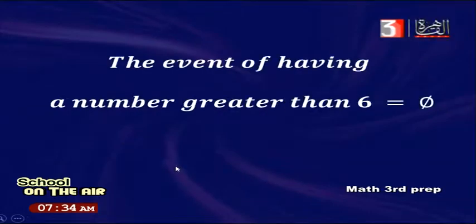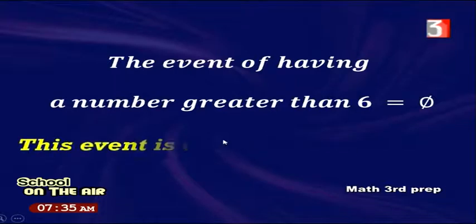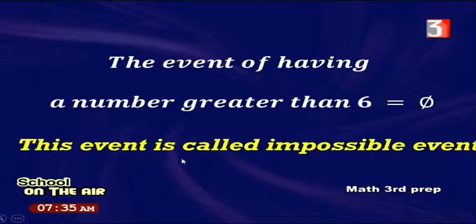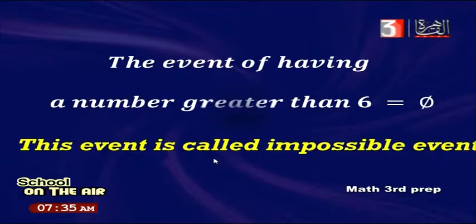The event of having a number greater than 6. If we search for any number greater than 6, we don't find any number. It means that the event of getting a number greater than 6 equals the empty set, or null set. This event is called an impossible event.